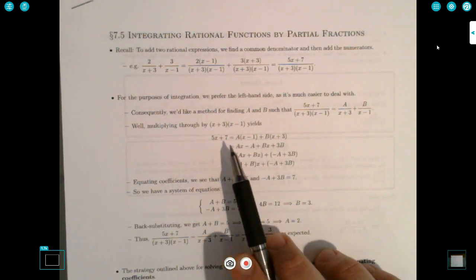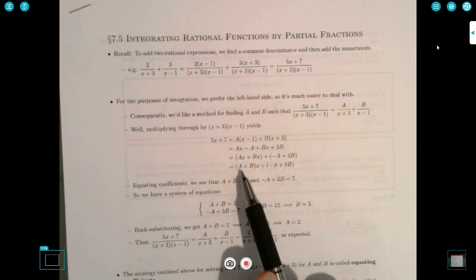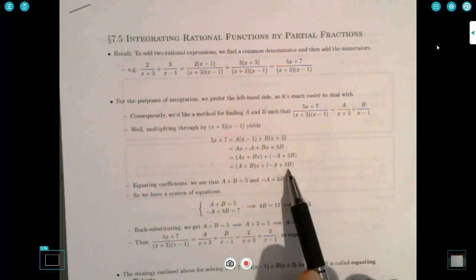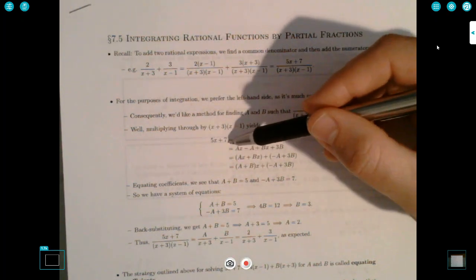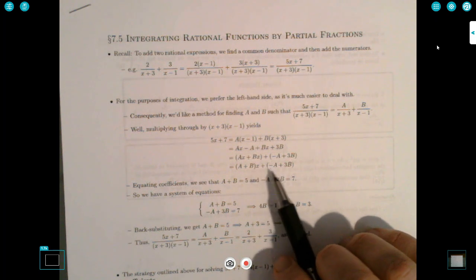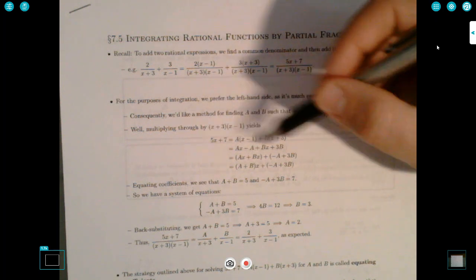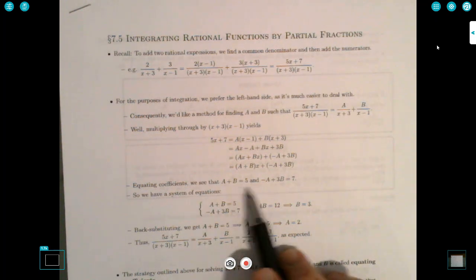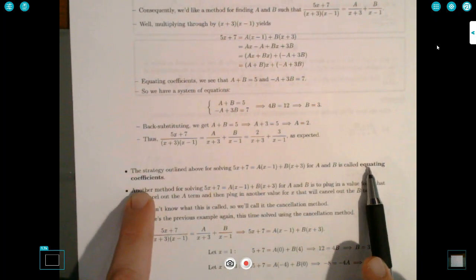And then you can do one of two things, right? You can either regroup the terms so that you collect all of your terms for x and all of your constant terms, and then you can do what's called equating coefficients. And what that means is that if 5x plus 7 equals A plus B times x plus negative A plus 3B, then it must be the case that A plus B equals 5 and that negative A plus 3B equals 7. And so then you get this system of equations that you can solve, right? The other strategy is, so that's called equating coefficients, right?